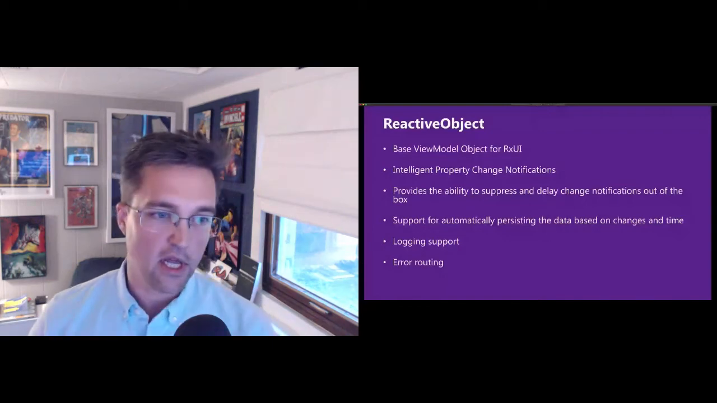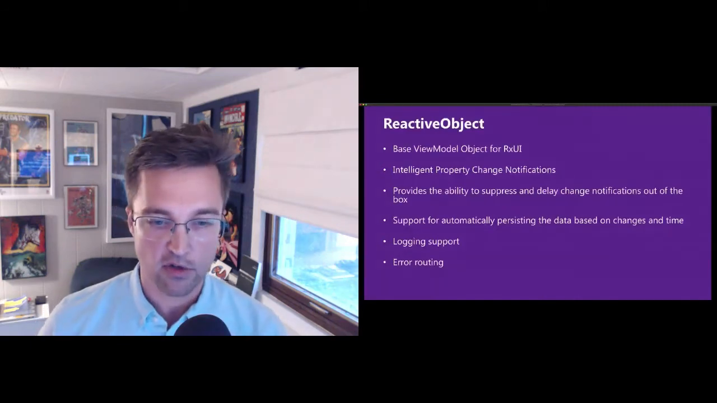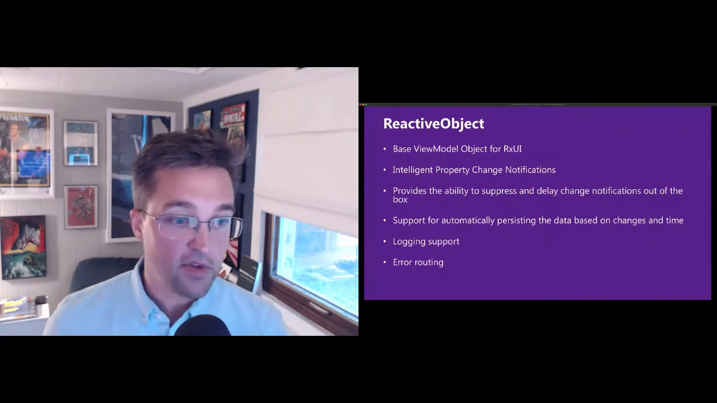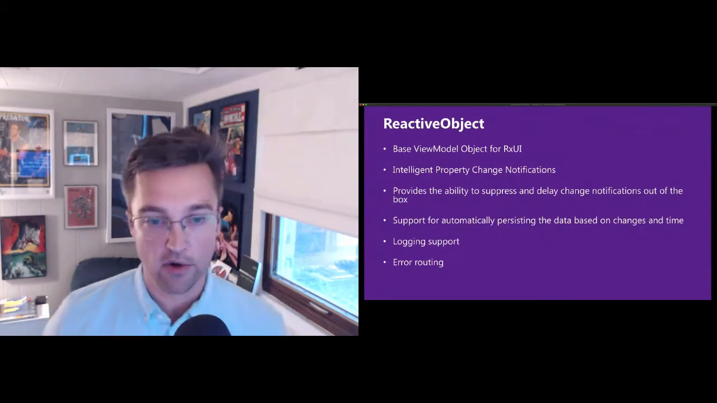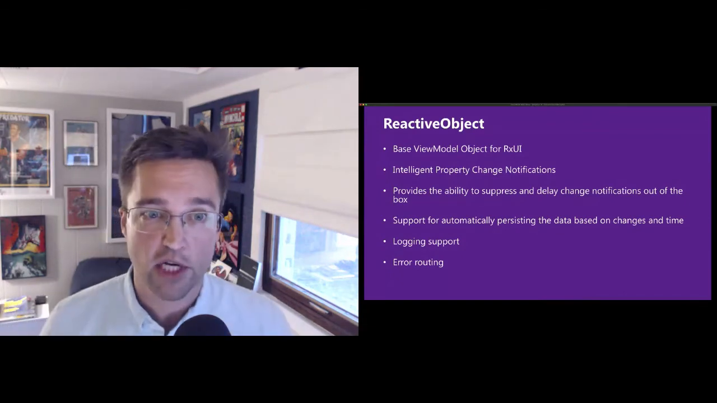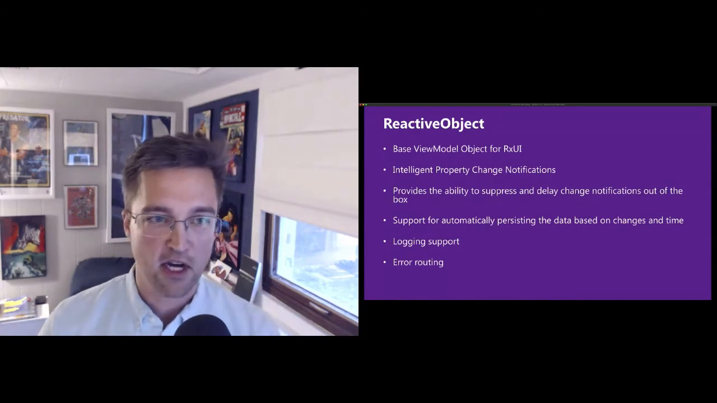We could do things like persist data as changes go through. So it's got the idea of taking the state of the object and being able to save it off. And then we've got built-in logging support and error routing. If we look at what Reactive Object looks like, this is a very, very simple view model, but it's a good illustration of what we could do out here.